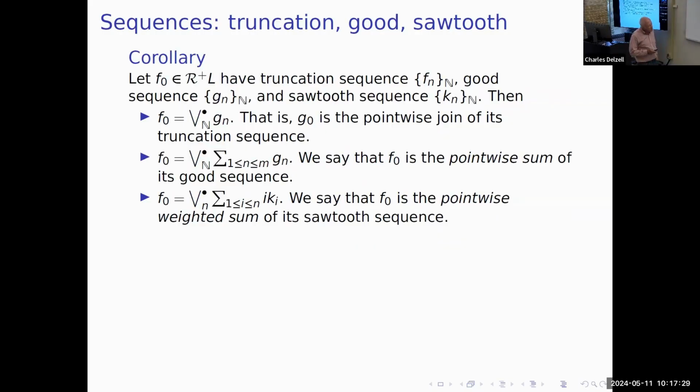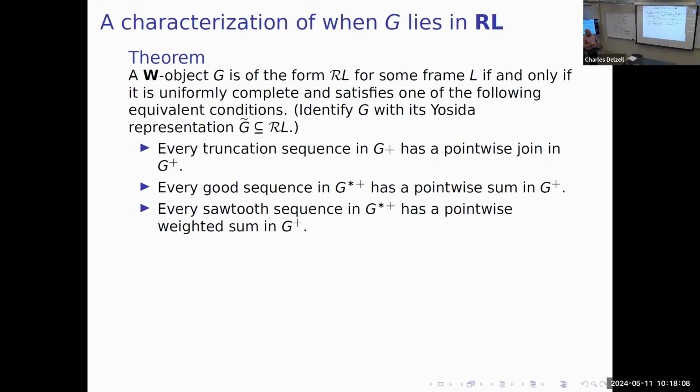Oh, and by the way, the point of this slide is simply that you can reconstruct a given positive element of R of L by means of any one of its sequences. In the first case, it's simply the pointwise join of the truncates. In the second case, it's the pointwise sum, if you wish, that is the pointwise join of the partial sums. In the third case, you have to introduce a multiple here to sum the sawtooth sequences. But the point is, these are simply three different ways of decomposing a given member of R plus L.